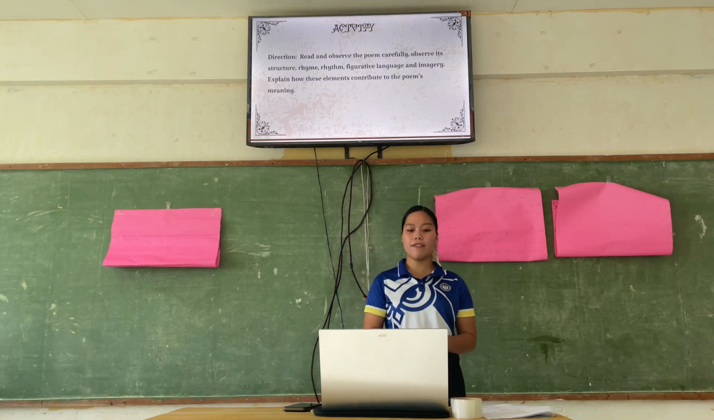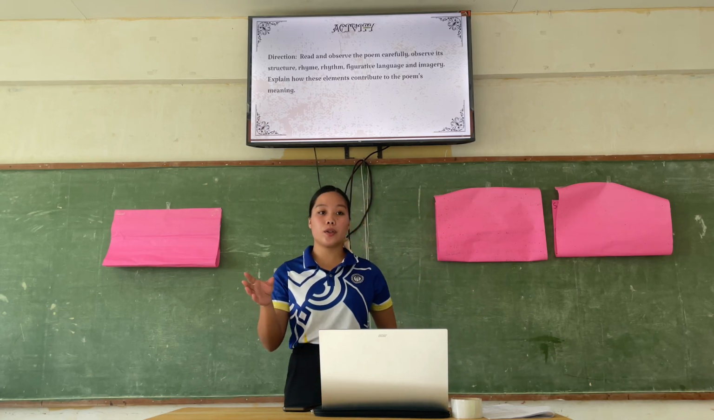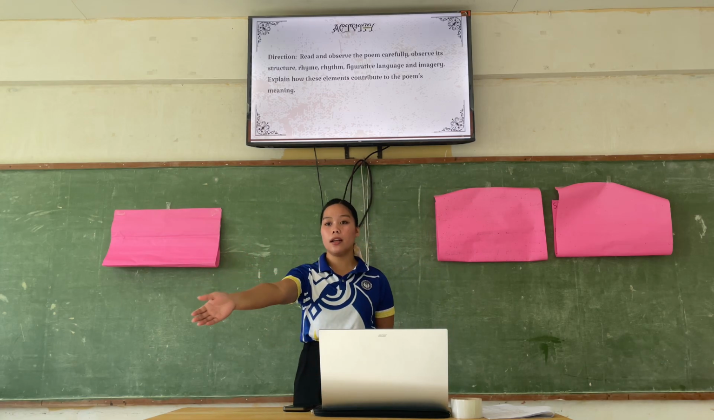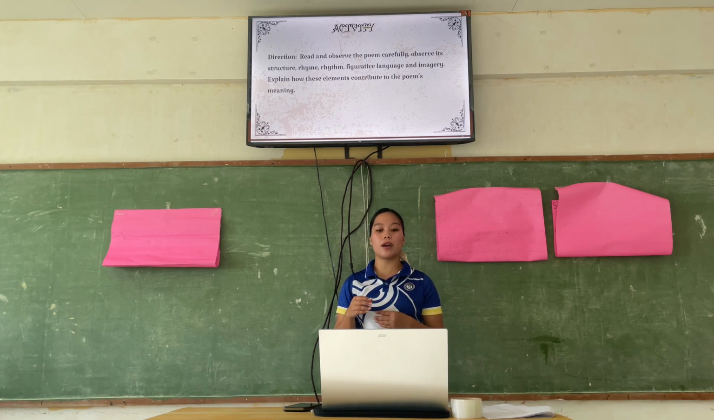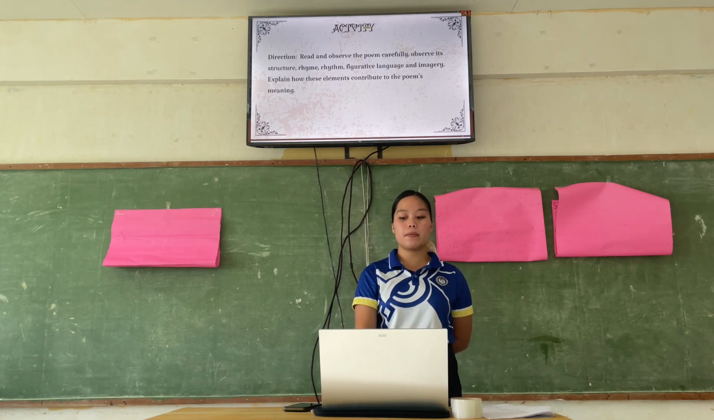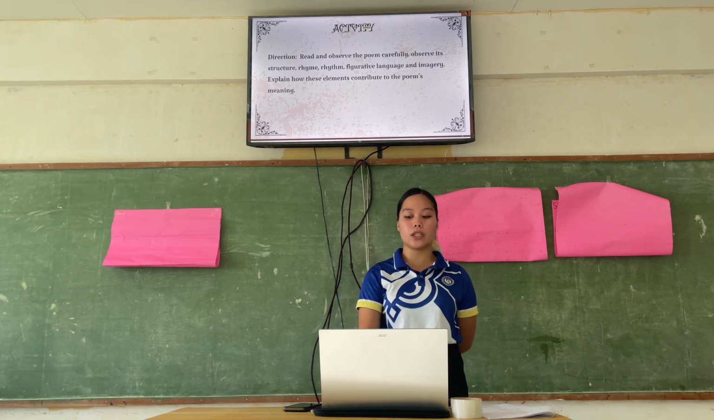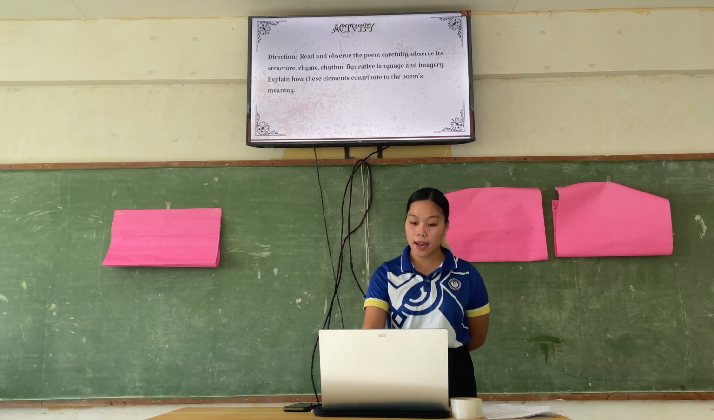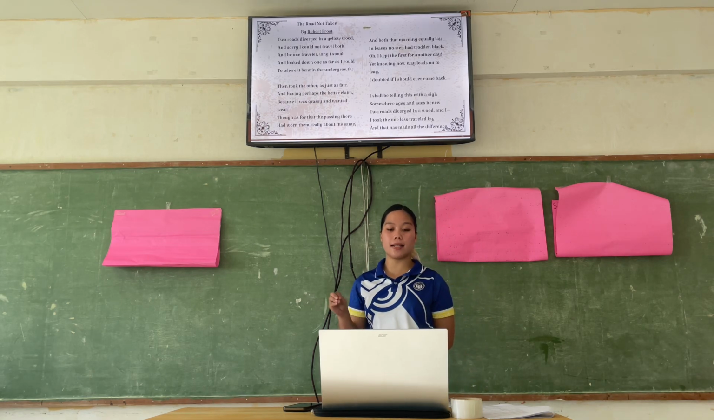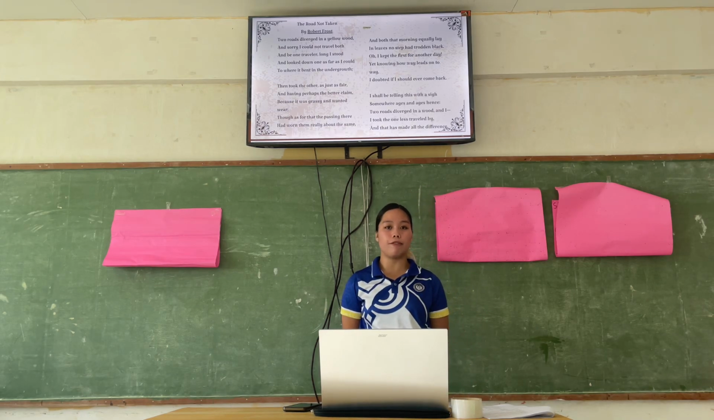I will group you into 3 groups. Here's group 1, group 2, and group 3. You're going to read and observe the poem carefully. Observe its structure, rhyme, rhythm, figurative language, and imagery. Explain how these elements contribute to the poem's meaning. Here's the poem, The Road Not Taken by Robert Frost. I will give you 10 minutes to finish your work.